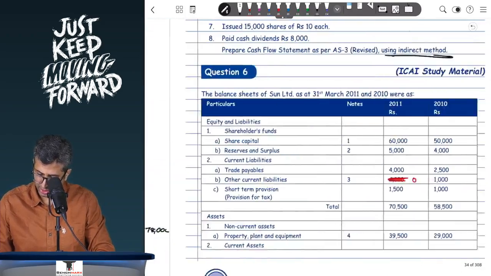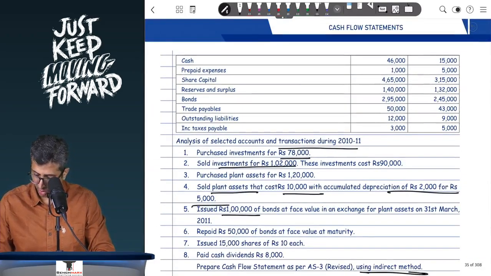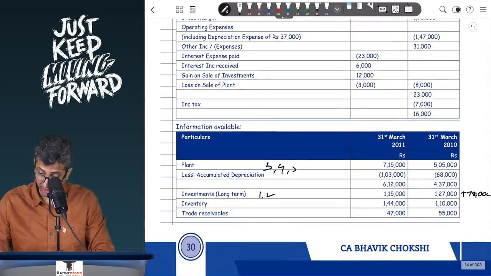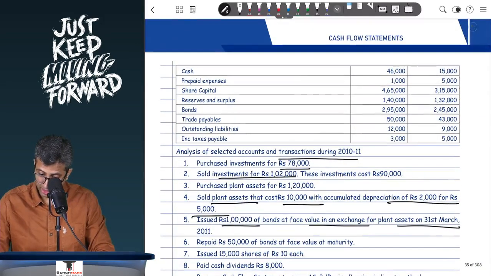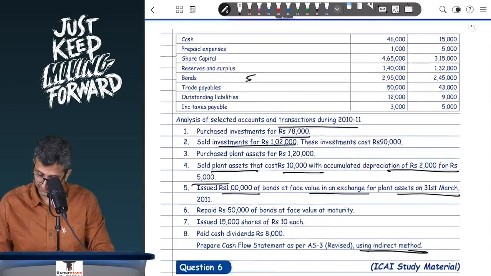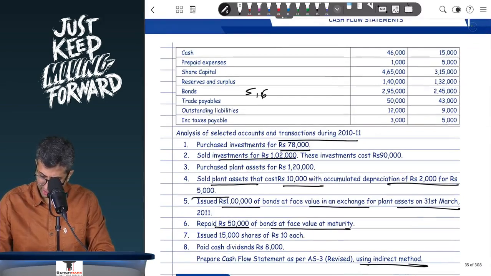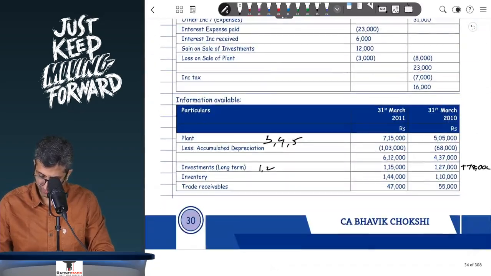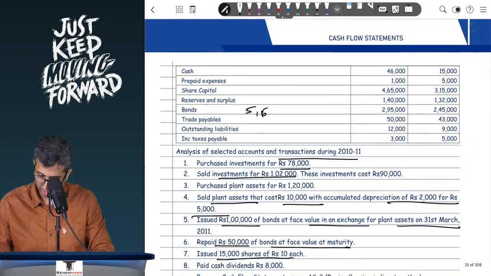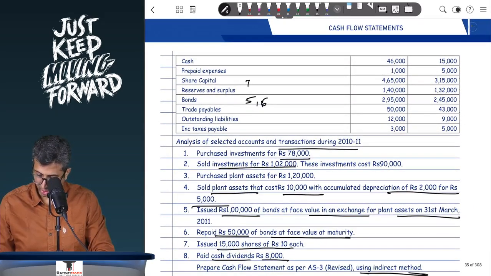So we'll mark these points. Issued 1 lakh of bonds at face value in exchange of plant assets on 31st March 11. So here there is 0.5 for plant as well as there is bonds. Point number 5. Repaid 50,000 of bonds at face value. 0.6. Issued 50,000 shares of rupees 10 each. 0.7. Paid cash dividends of 8,000. Maybe this will affect reserves and surplus.